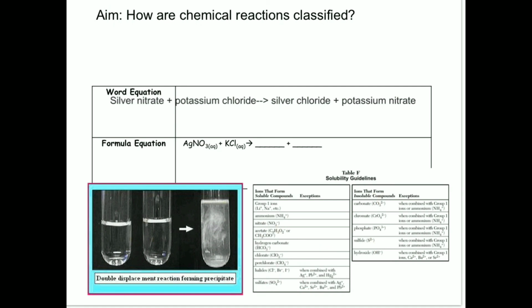When something is soluble, it will have the symbol aqueous. When something is insoluble, it will have a solid symbol. So silver chloride is insoluble, so it is solid. Potassium nitrate we can find on reference table F. So there's no direct mention of potassium, though potassium is in group 1. Let's look at nitrate. Nitrates are always soluble, no exceptions. So potassium nitrate will always have an aqueous symbol after it.